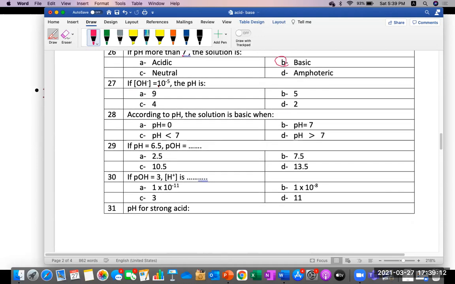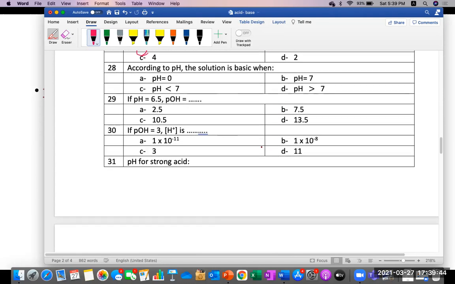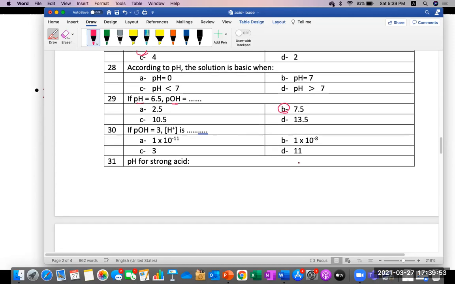If the hydroxide equals 10 to the -5, what is the pH? First I will convert the OH, hydroxide ion, to pOH. pOH is minus log of this value, so it will be 5. The minus log means you only need to take the exponent as a number, so it will be 5. And we know that pH plus pOH is equal to 14, so I only need to subtract 14 minus 5, so it will be 9. Again, if the pH is equal to 6.5, what is the pOH? We only need to subtract from 14, so it will be 7.5.